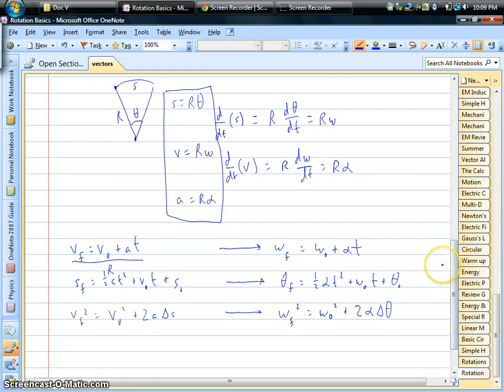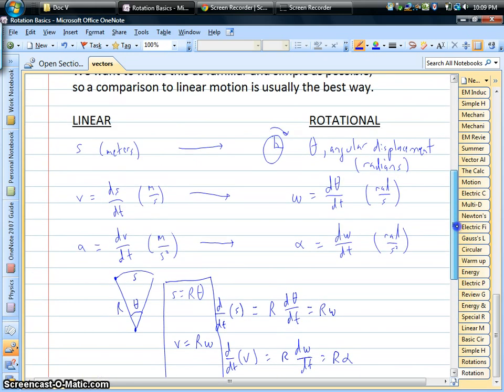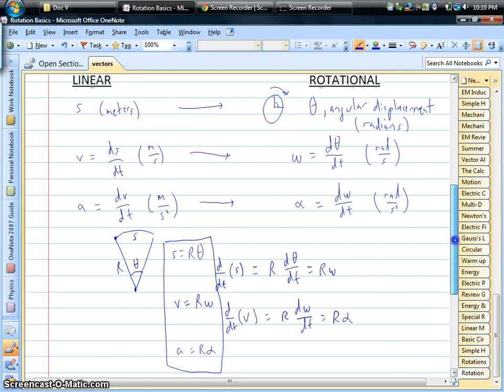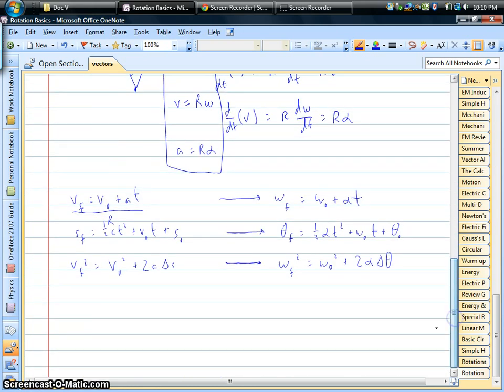If you have a constant angular acceleration in so many seconds, what's your angular speed? What angle did you move through? Things like that. Okay, so these are just the three basic quantities again, and we have constant acceleration equations.